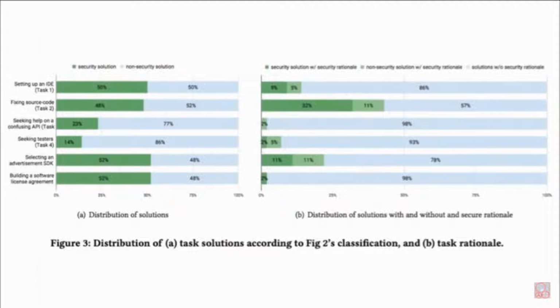What is particularly interesting is when you look at the quantification of the rationale analysis, that is, which solutions actually had a rationale indicating they made their decision on the basis of security considerations. And as you can see, task 2, where participants were faced with source code, actually has a fair amount of participants considering the security, whereas the other tasks don't have that at all. So you have a lot of cases where tasks are solved securely, but not with a security rationale.